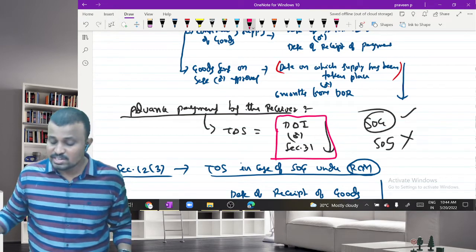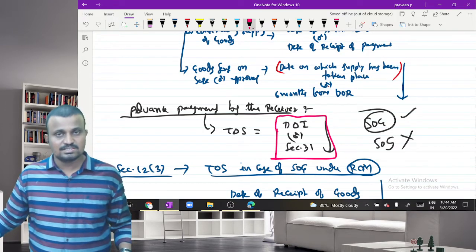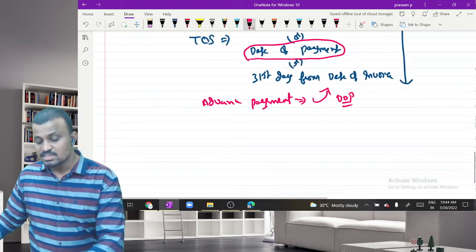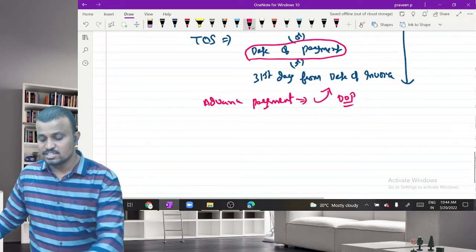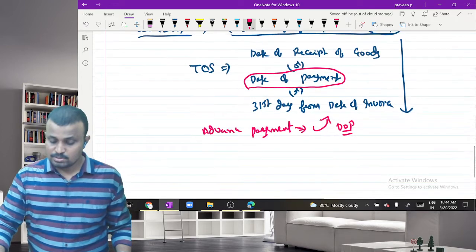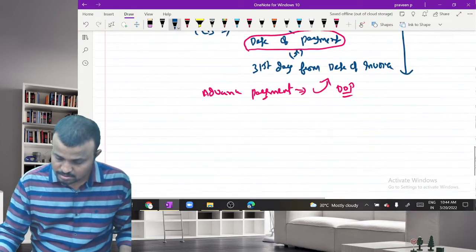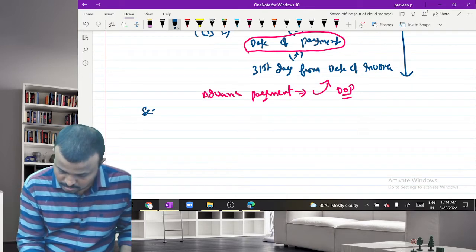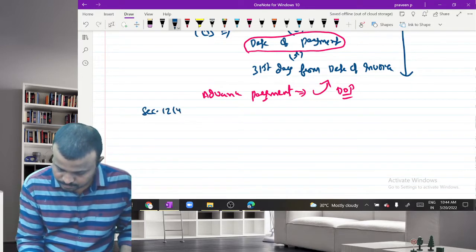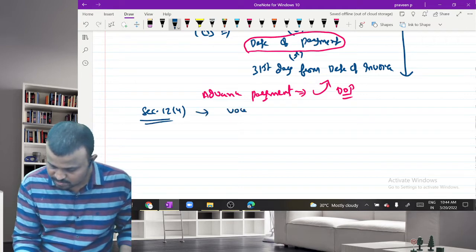In case of composite dealer also, the date of payment is considered. This is under the reverse charge mechanism. Then coming to the section 12.4, in case of the voucher.